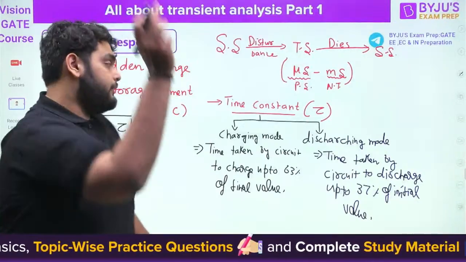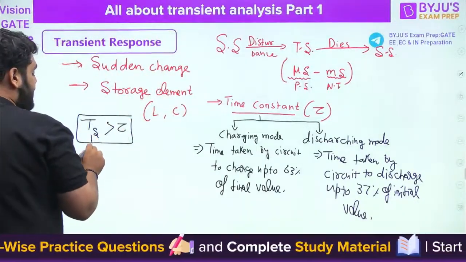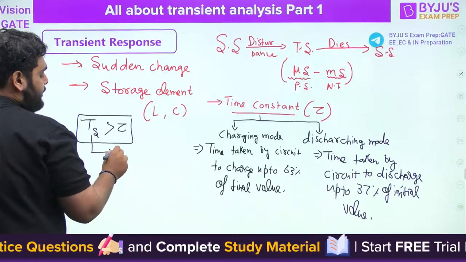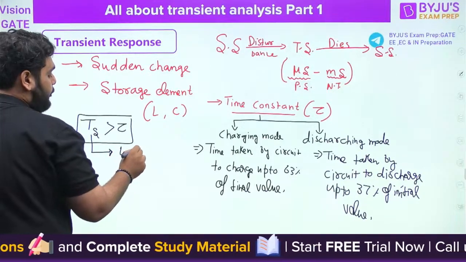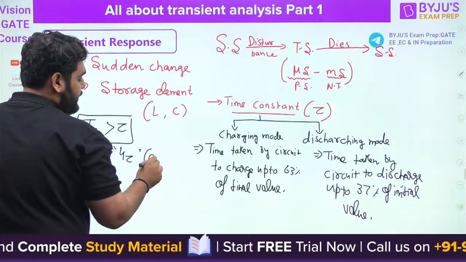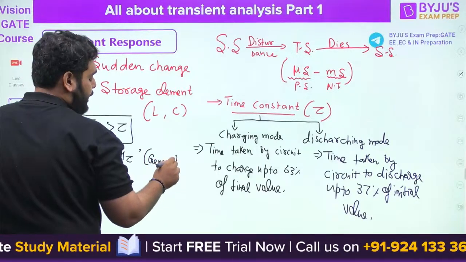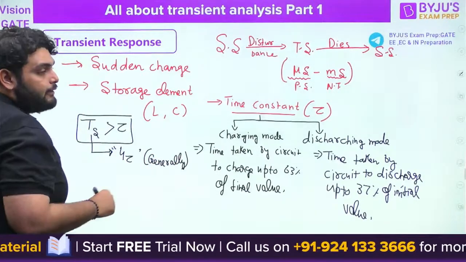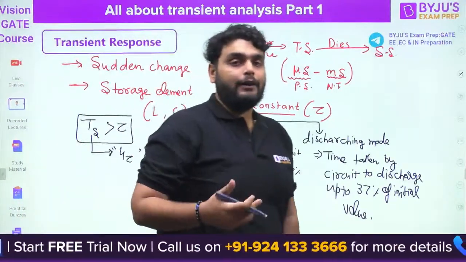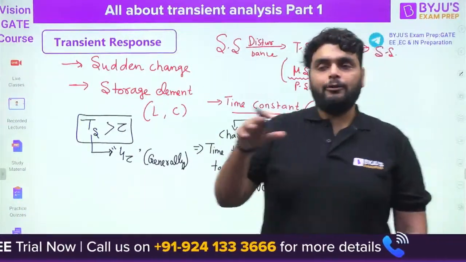Okay. Now let's talk about the transient time. Transient time is actually given by the settling time. It is generally equal to 4 times tau. We have other values of settling time like 3 times tau, 5 times tau, but that is a part of your control system.